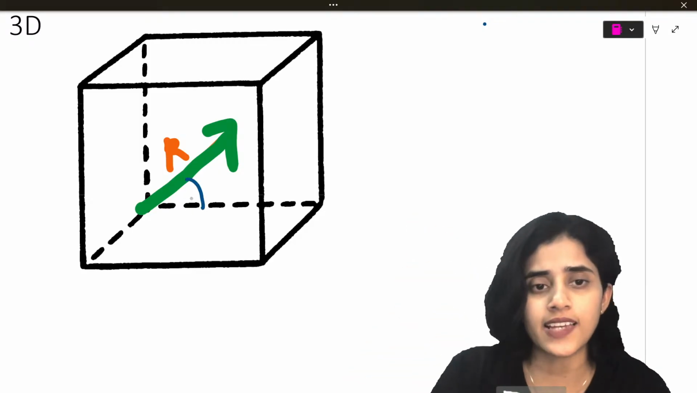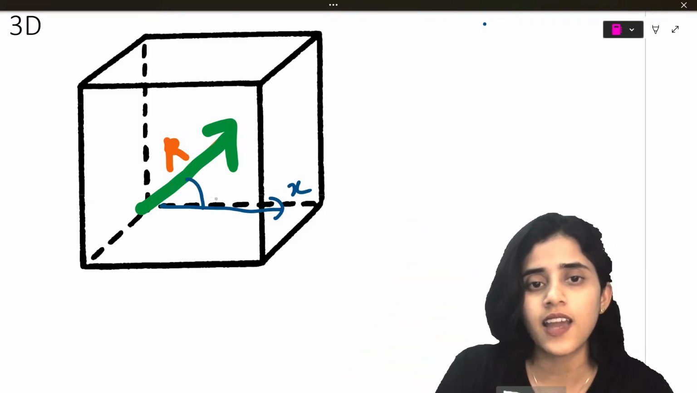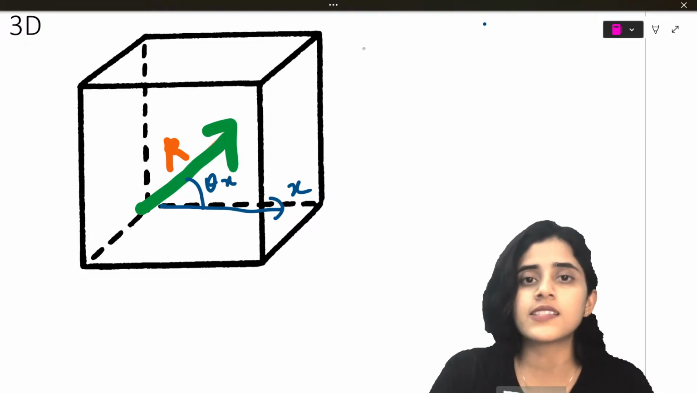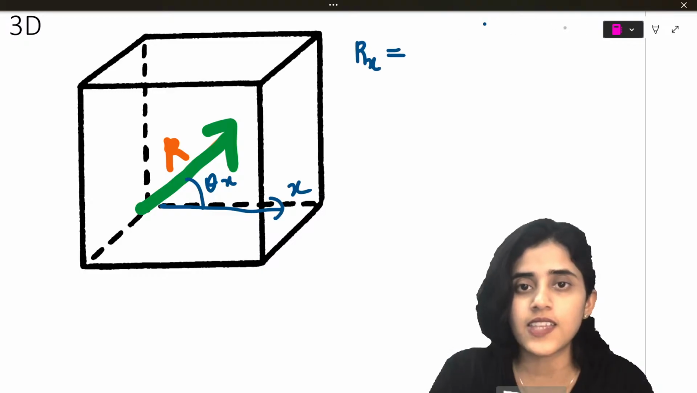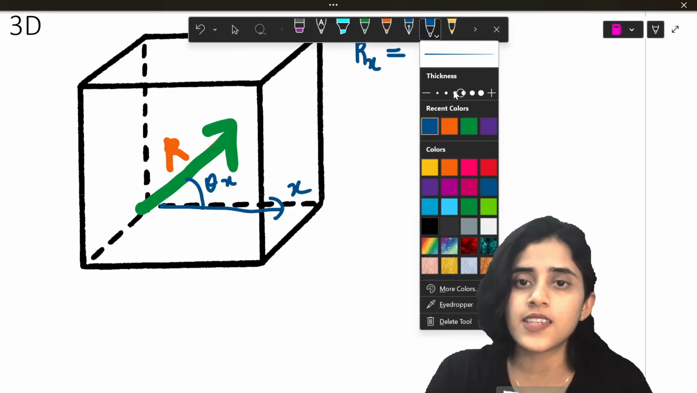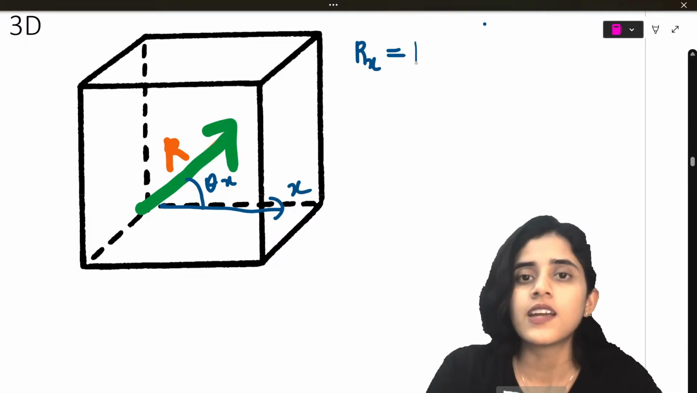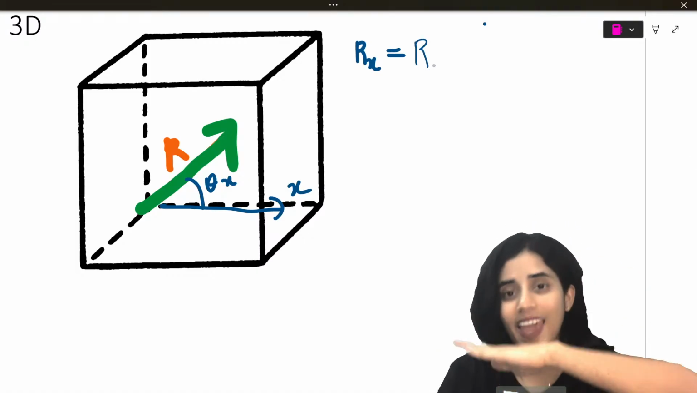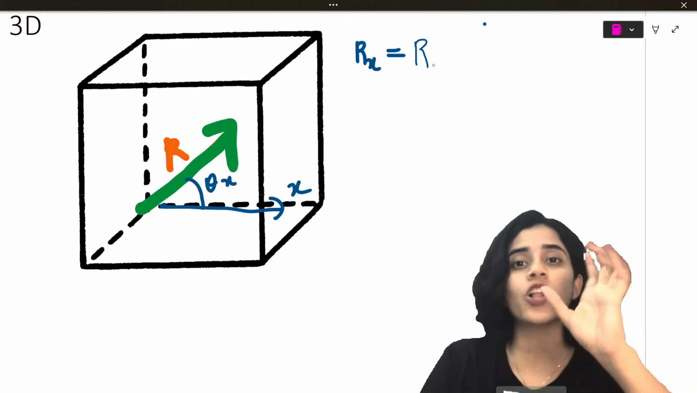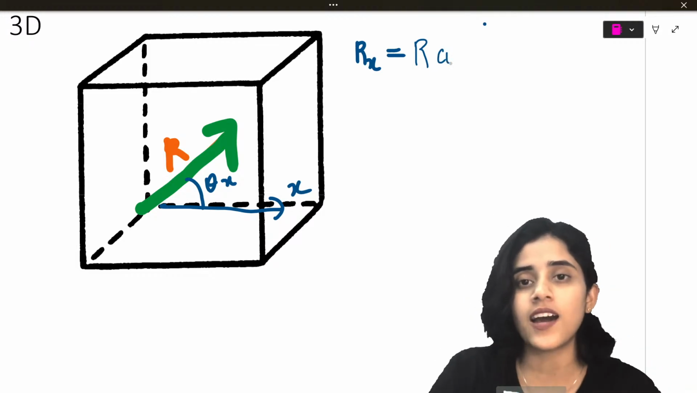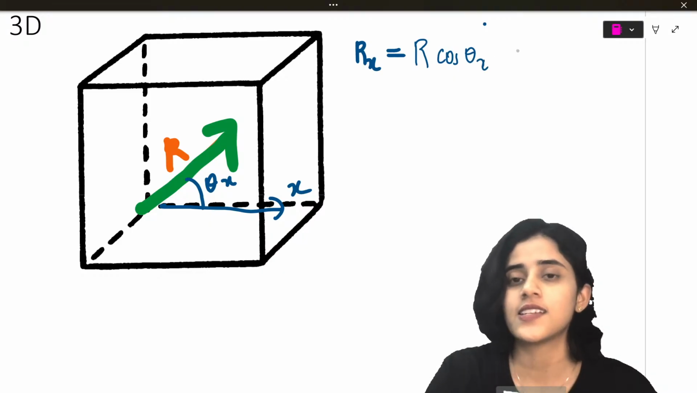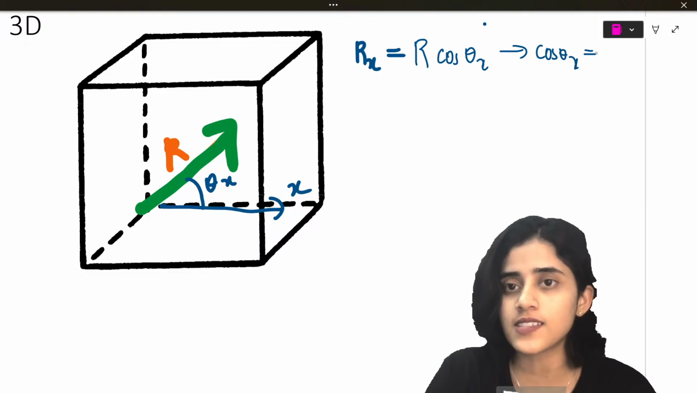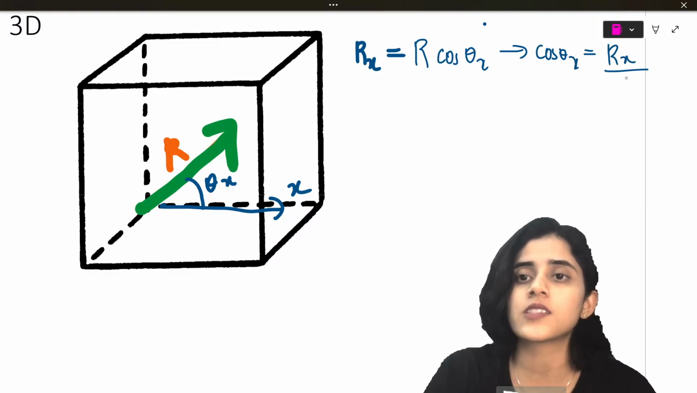With the x-axis, r makes an angle theta x. So Rx is equal to R cos theta or R sin theta. The line very close to the angle is always cos theta. So this is R cos theta x. From this you can get cos theta x is equal to Rx by R.